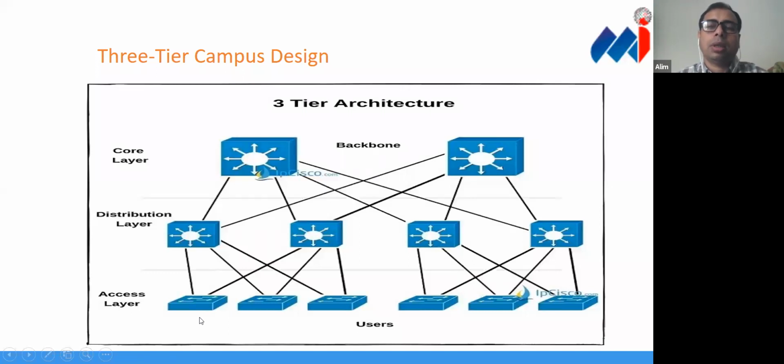In a large enterprise, where there are many users, you can install the backbone or core layer switch in a central location, and then distribution layer switches can be installed in different buildings. That is also the central location of that building, and then access switches are installed at different areas near the users.